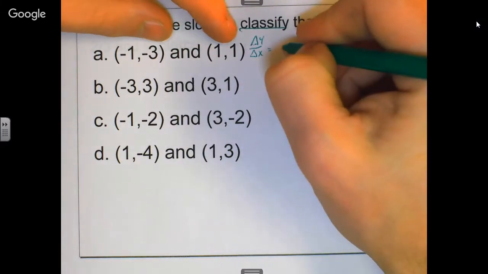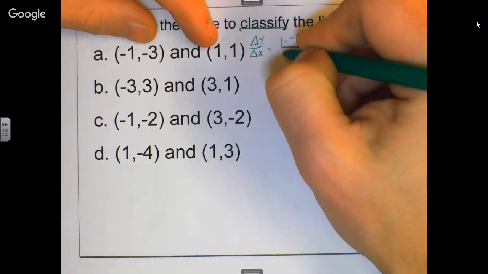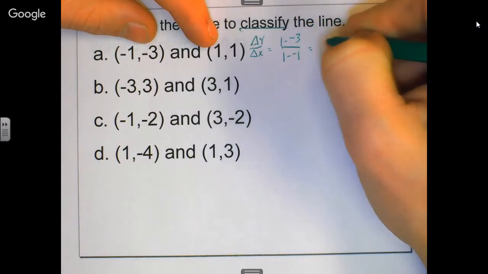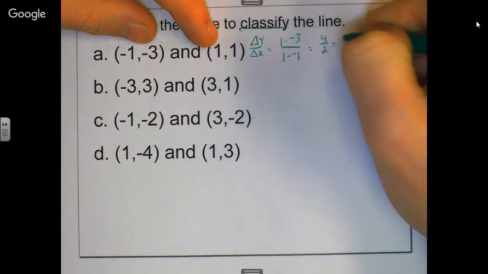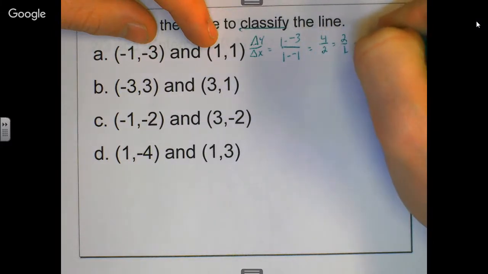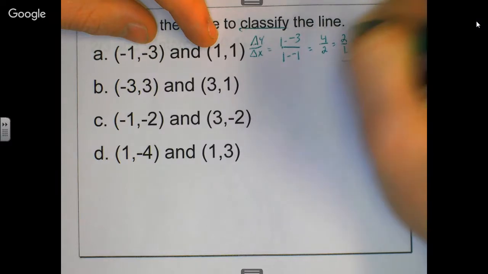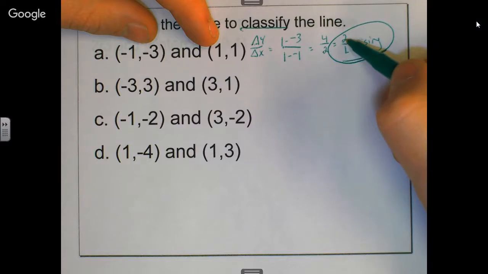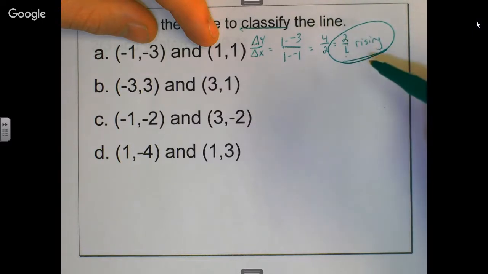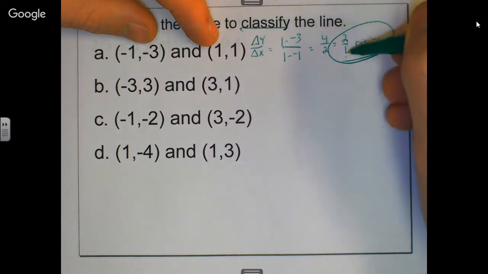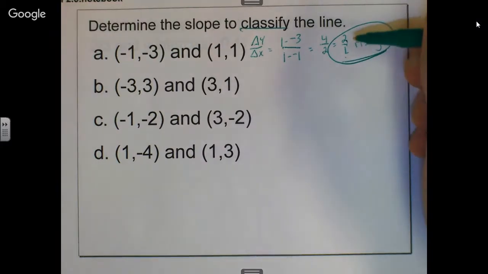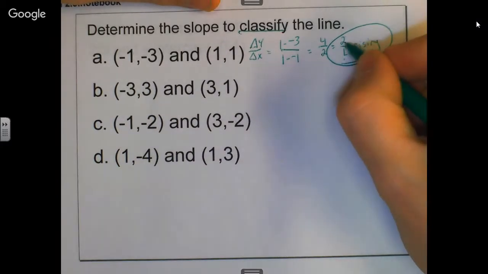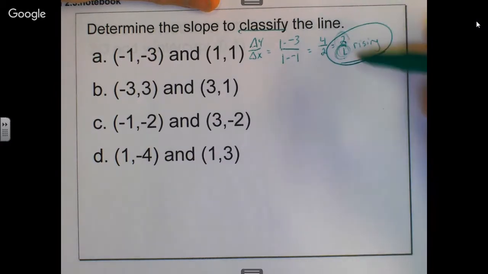If I look at change of y, that's 1 minus -3. Change of x, 1 minus -1. So that is 4 over 2, 2 over 1, and that is rising. Why is it rising? Because it has a positive slope. I still wrote it 2 over 1 because I know I'm talking about slope. Slope is always a fraction. It is always the rate of your y over the rate of your x. How much change in both of those?